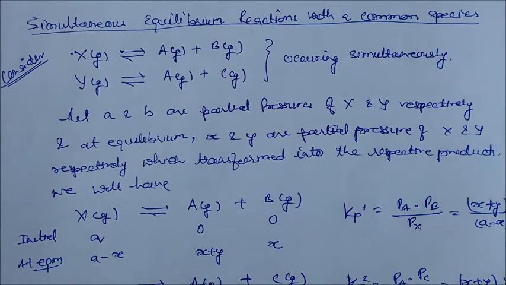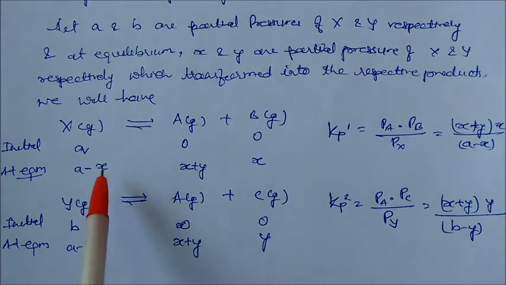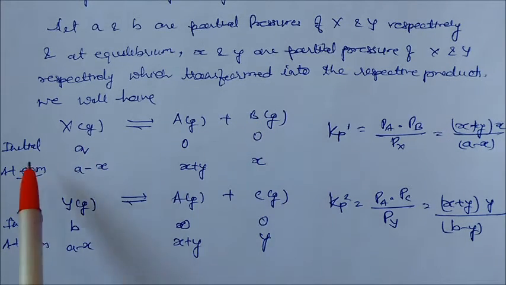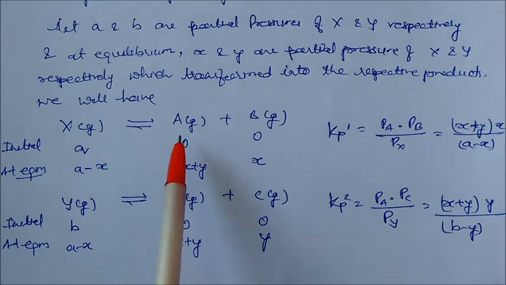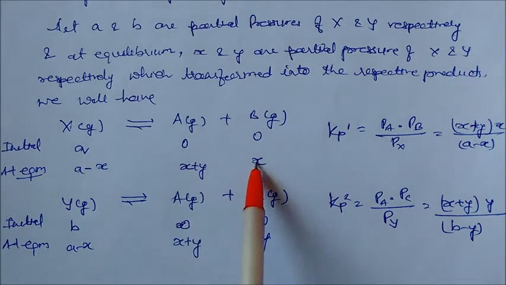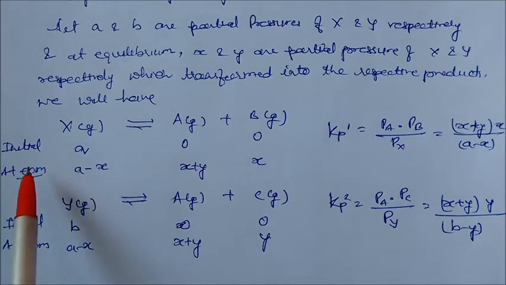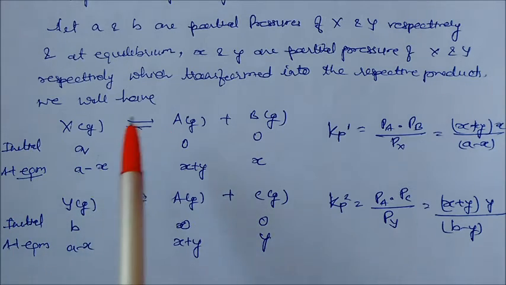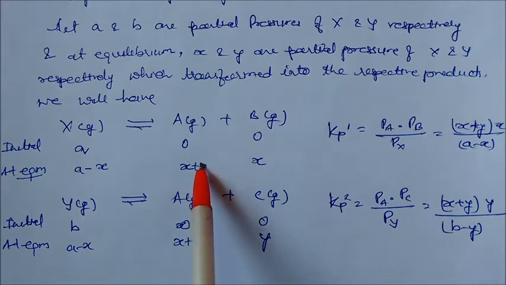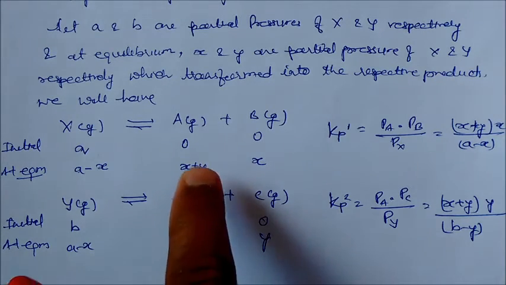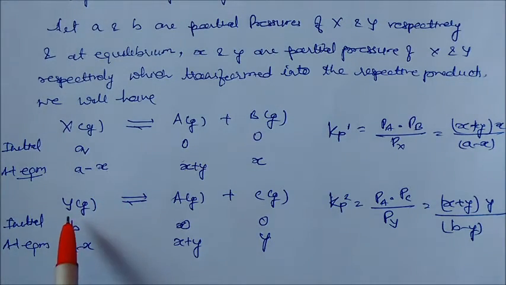So how can we write this? This is our gas X, and it is converted into A and B. Initially it is a, and the products are 0 and 0. At equilibrium, this becomes x, this becomes x, and this becomes a minus x, which has decreased. But simultaneously we have another reaction. First take only this reaction, I am not taking Y, so first close Y. So this is only x, x, and a minus x. Same case, this will be y.